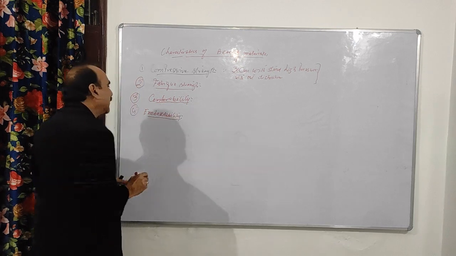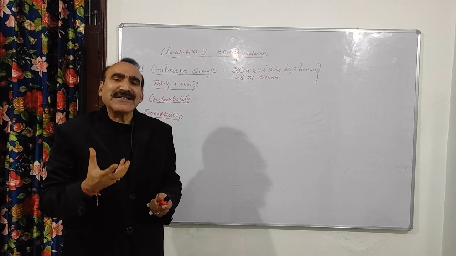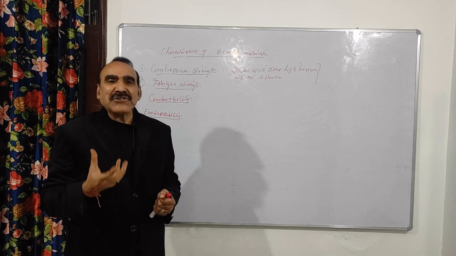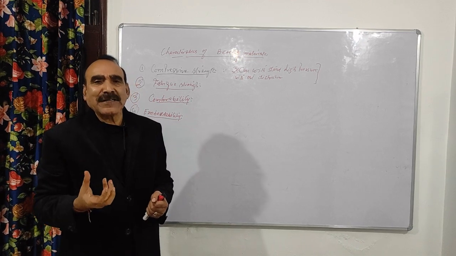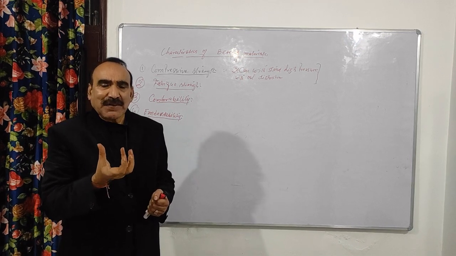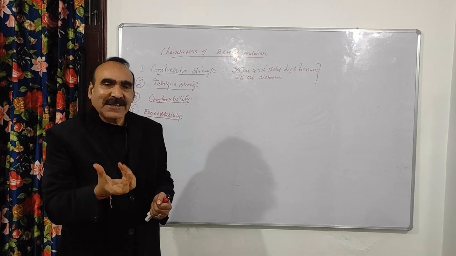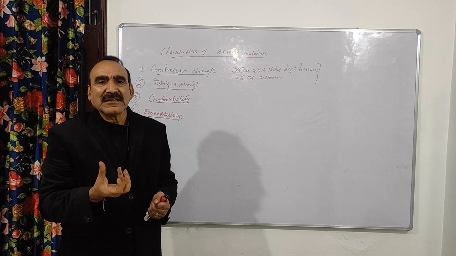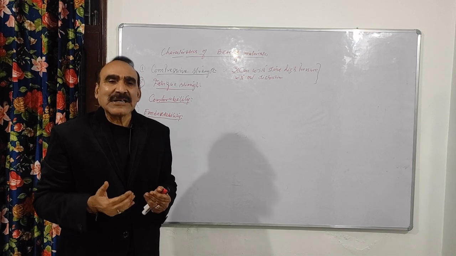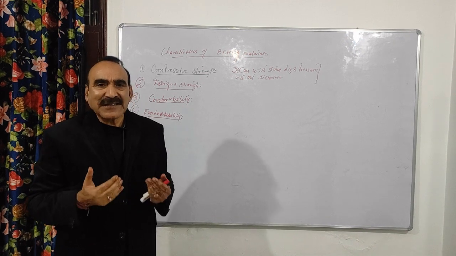What is this? What is embeddability? Embeddability is the characteristic of the bearing material which can embed the dust particles or any foreign particles. It should be able to embed them into its own surface, stick them in its surface, so that the surface of the journal or the surface of the shaft is not affected at all. There is no scratch on that. There is no wear and tear on that.